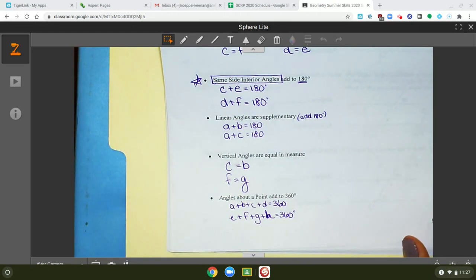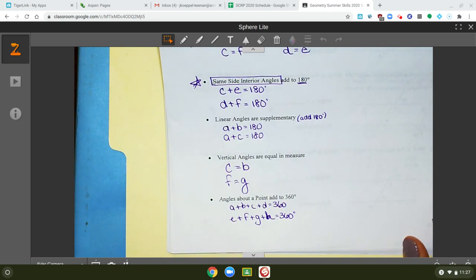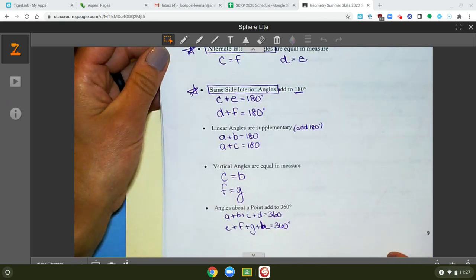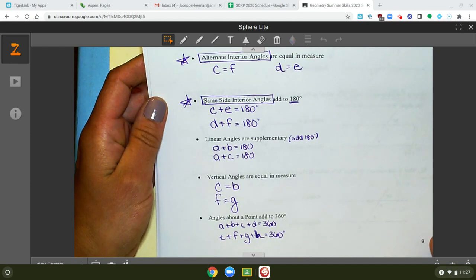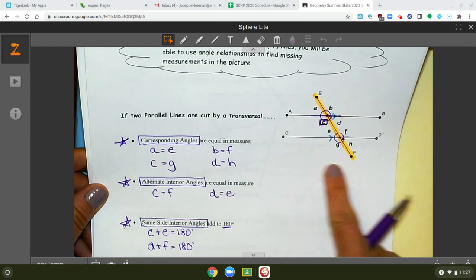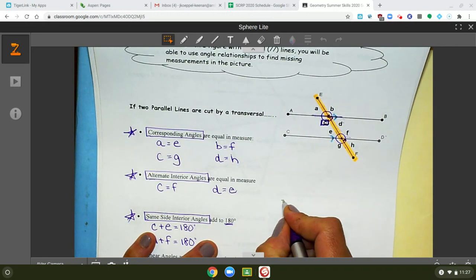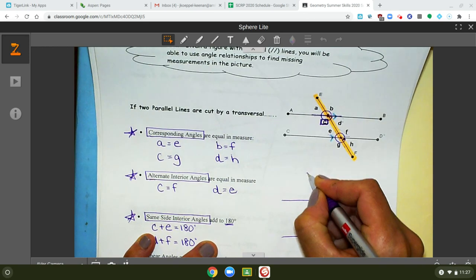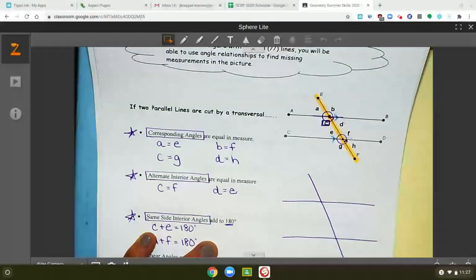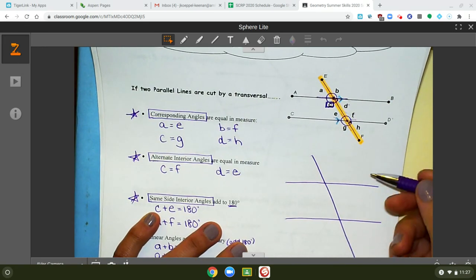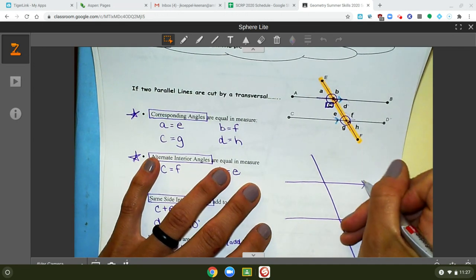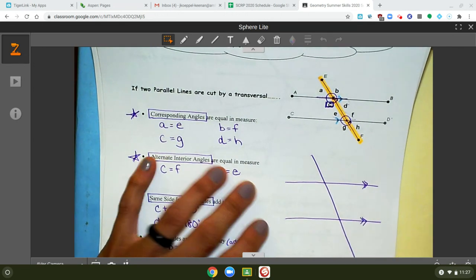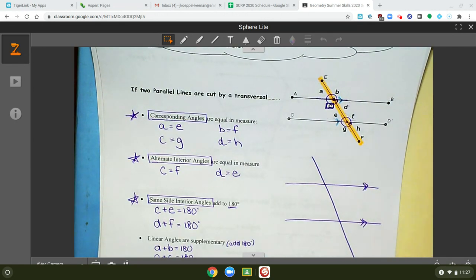Okay, so now we have all of those angle relationships. Let's put them together and see why parallel lines are so special. So what I'd like you to do is underneath this diagram over here, draw or sketch two parallel lines cut by a transversal. Now, we want these two lines to be parallel, so I'm going to put, I like doing double arrows, so we have the parallel symbol.